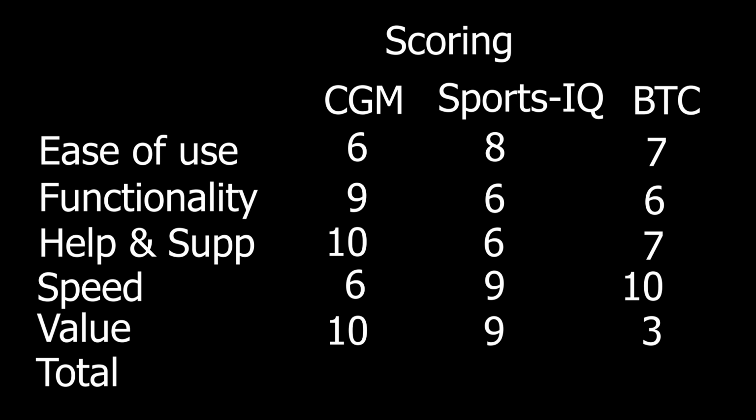So that gives us our final scores of CGM Bet 41 out of 50, Sports IQ 38 out of 50, and BTC 33 out of 50. Obviously these are my scores and my opinions, but hopefully there's been enough subjective information in here to show that this is probably a fair reflection of where the sports trading market is at the moment in terms of the three systems.